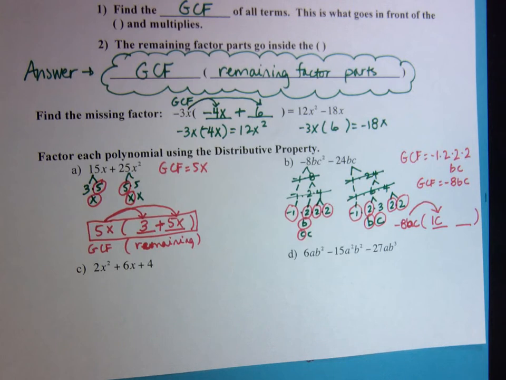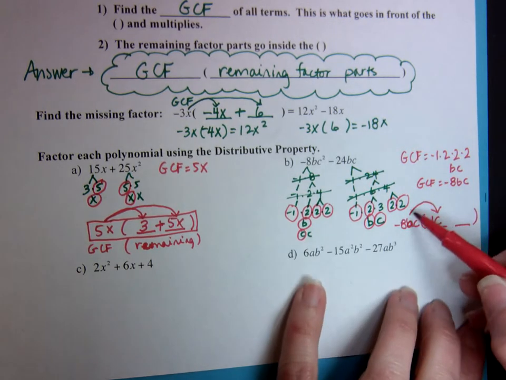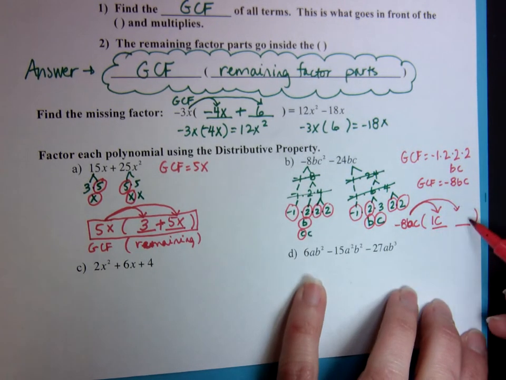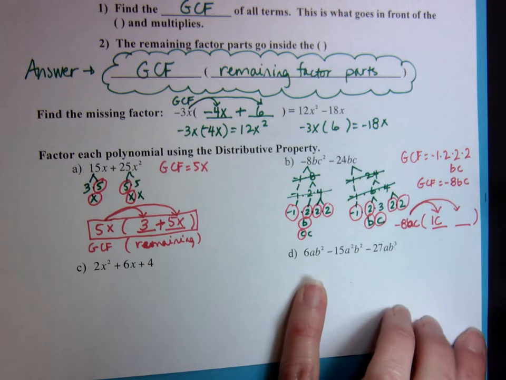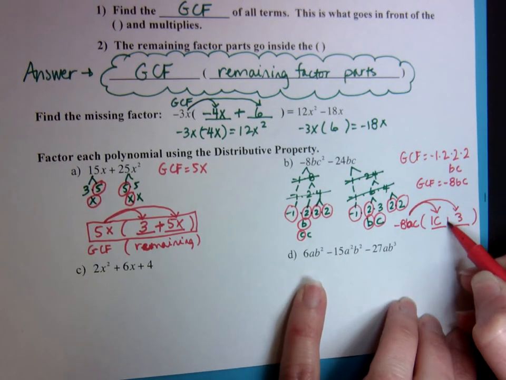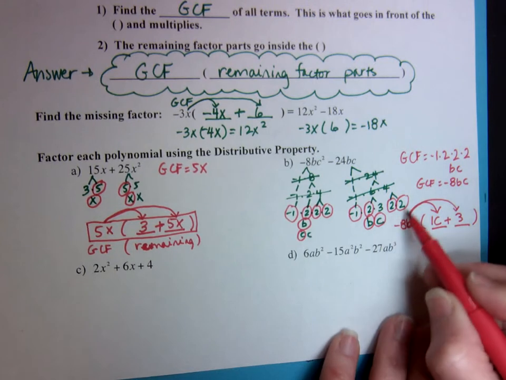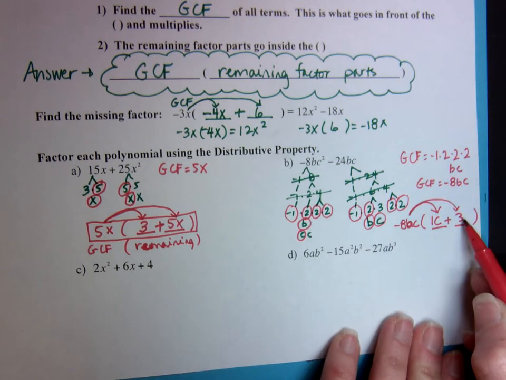Okay? All right, so then now we need to do negative 8bc times what will give me negative 24bc? 3. And we need a plus in between. And notice that of all the things that are circled, there is a 3 left over. Okay?